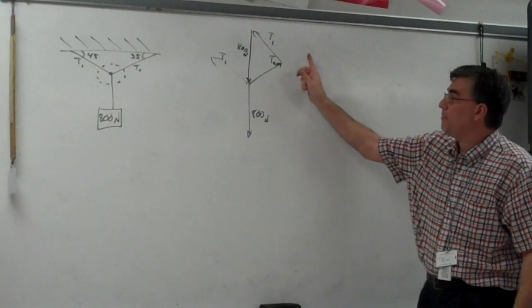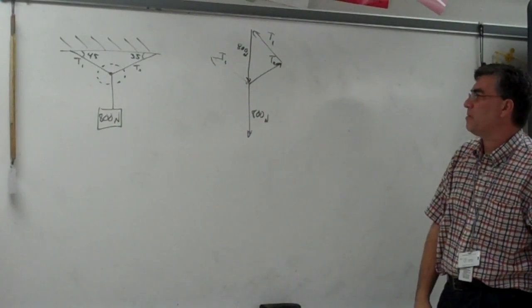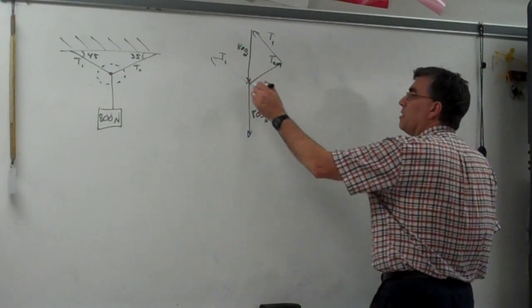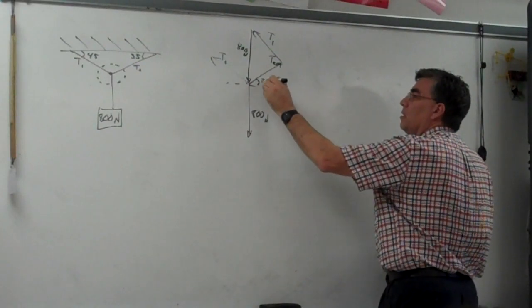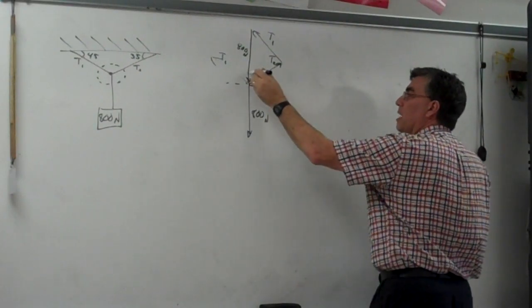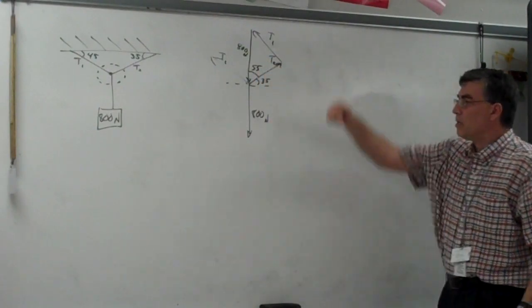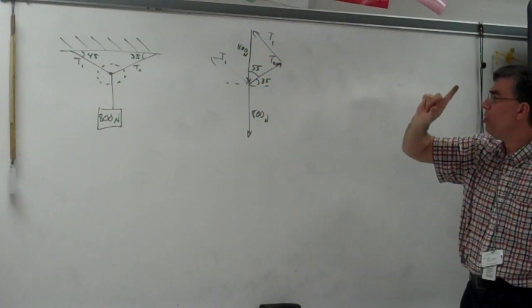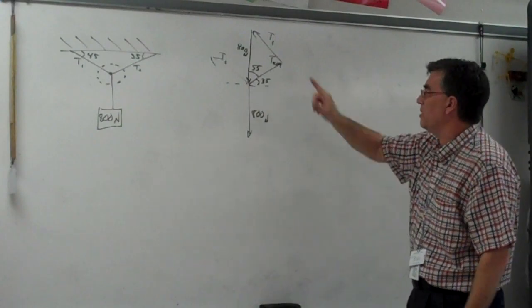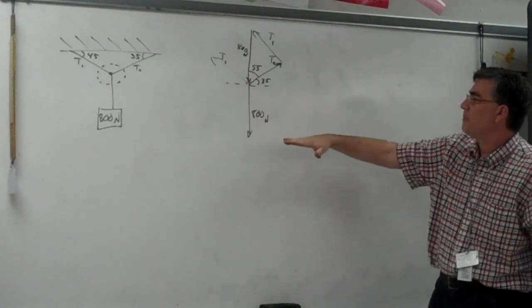So now I basically have a triangle, and the rest is figuring out some geometry. I remember this angle here was 35. So this angle here is going to be 55, because it goes straight down.